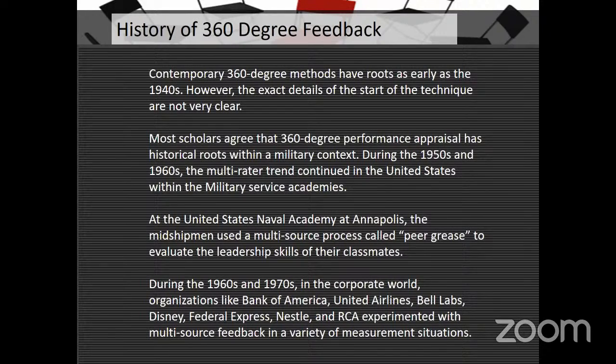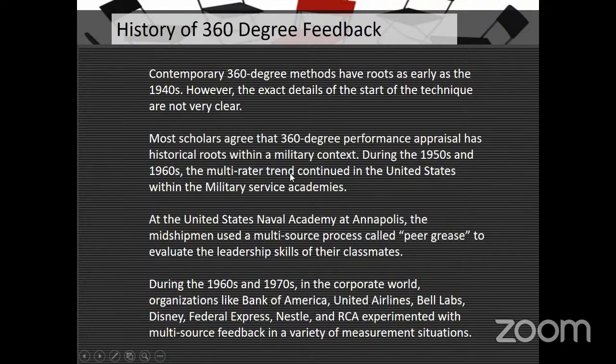And they say in the 1950s and 1960s, this multi-rater trend continued in the US within the military and academics. And as we all know, in the military there's a term they say, "check my back." So maybe this is where it came from, and that's why we are told that it came from there. It's a technique that came from the military.